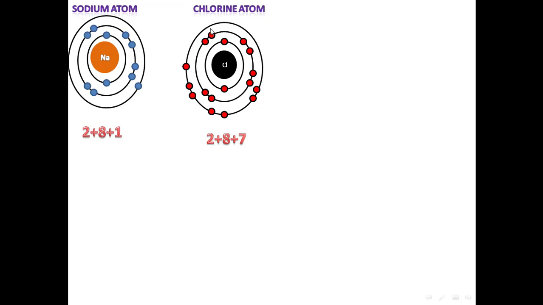And here we have chlorine atom, which has 7 electrons in its outer shell, and actually it's not stable. It needs only 1 electron to become stable. So we have a deal here. Okay, what will happen for this deal? This electron in the outer shell will transfer to the outer shell of chlorine atom.